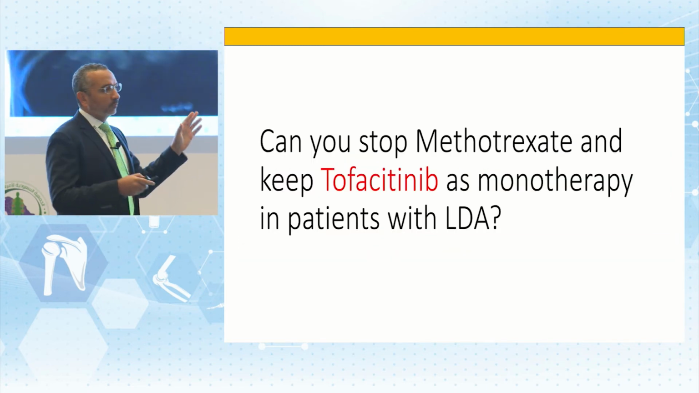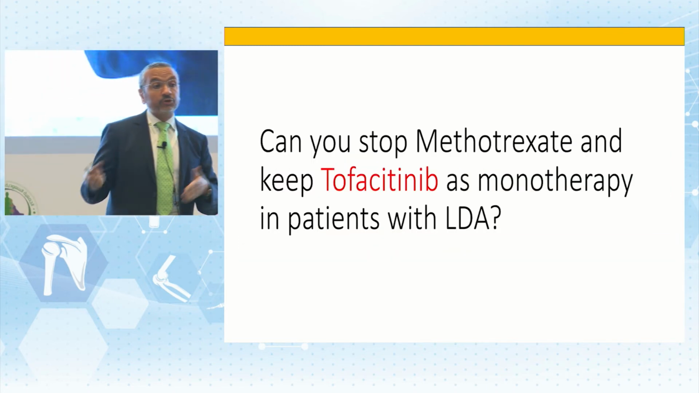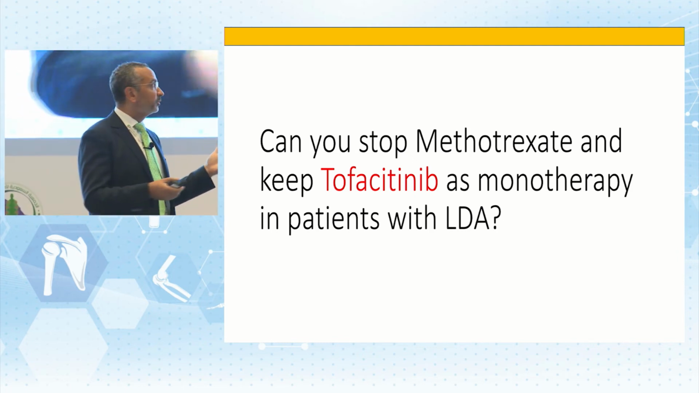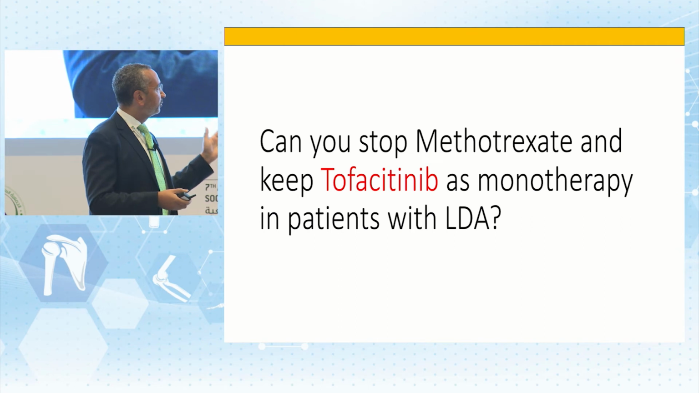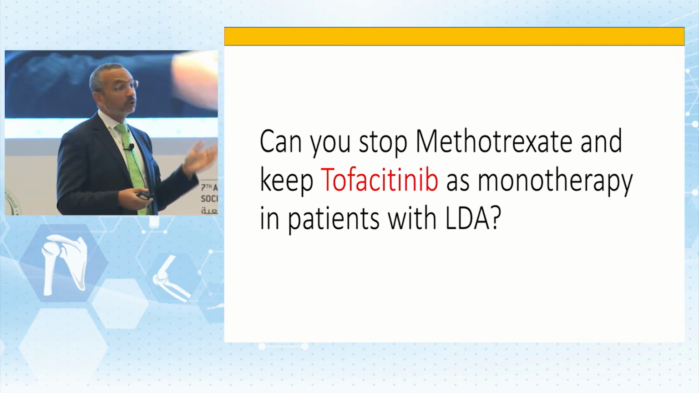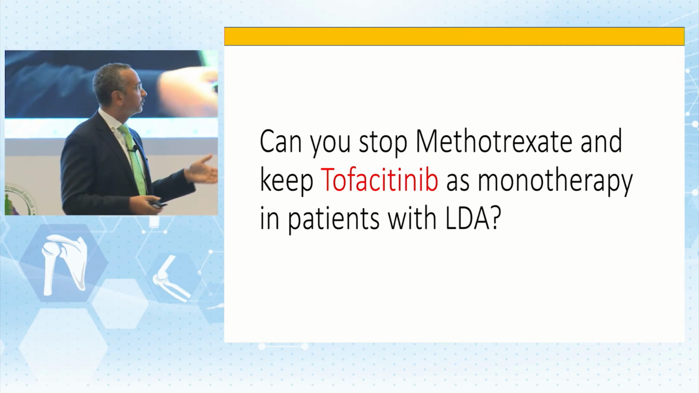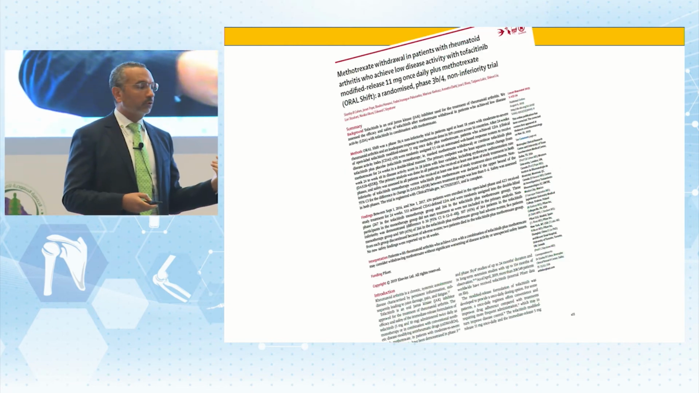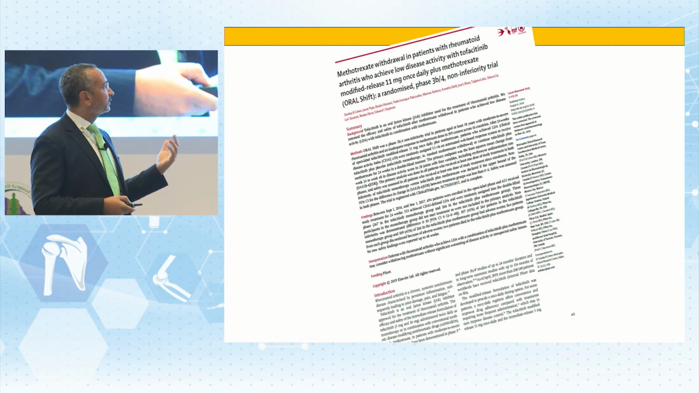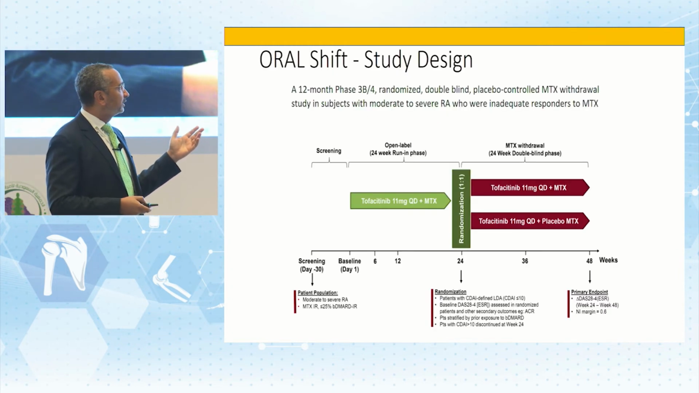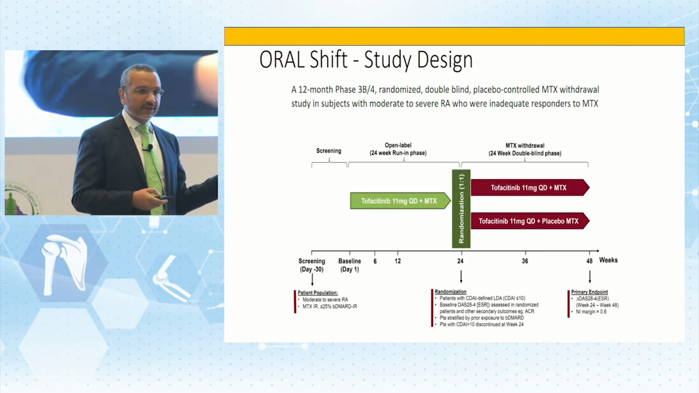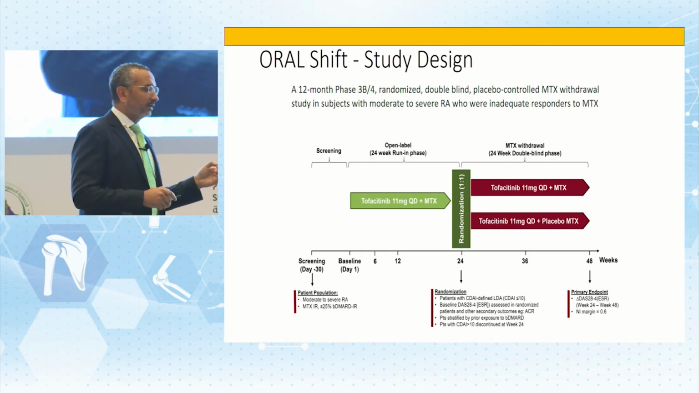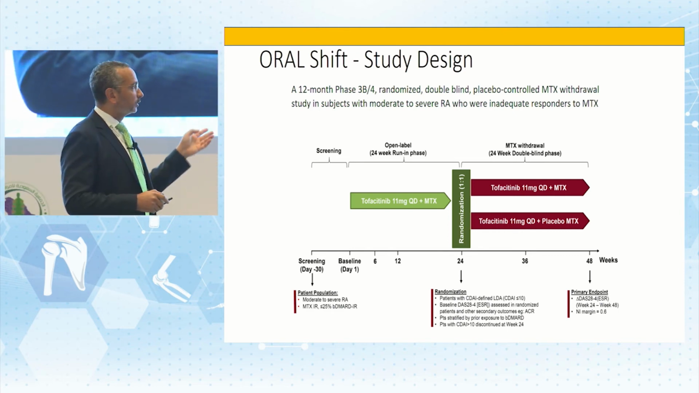Okay, so from real-world data, we can create questions. We can create research questions like this question. Can you stop methotrexate and keep tofacitinib as monotherapy once you have achieved low disease activity in some patients? So this was the research question for the ORAL Shift study. I will not go into the details, but very unique design. Thanks to the AbbVie Symposium. They presented the most latest studies on all the drugs, including tofacitinib.